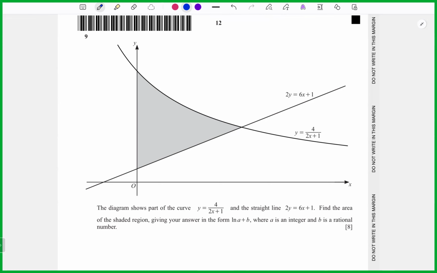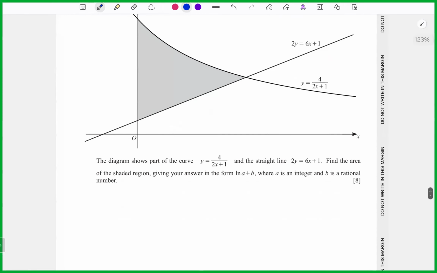The diagram shows the path of the curve y equals 4 over 2x plus 1, and the straight line 2y equals 6x plus 1. Find the area of the shaded region. Give your answer in the form ln a plus b, where a is an integer and b is a rational number. Okay, so you need to make sure to follow these instructions.